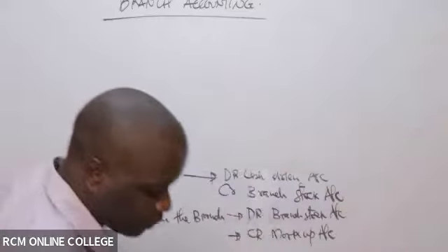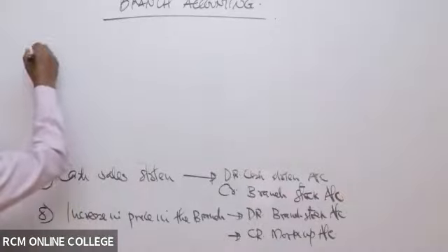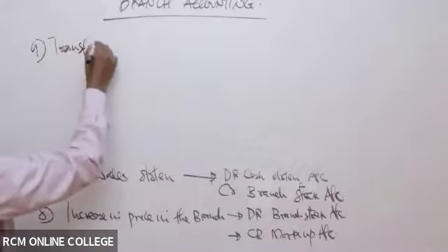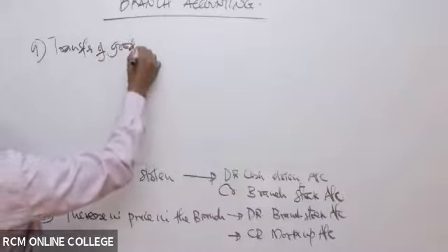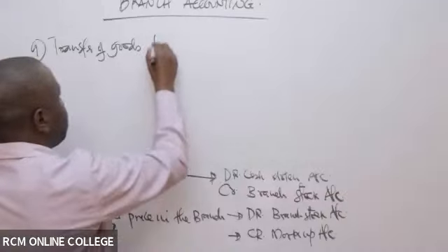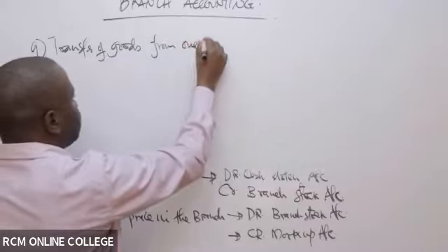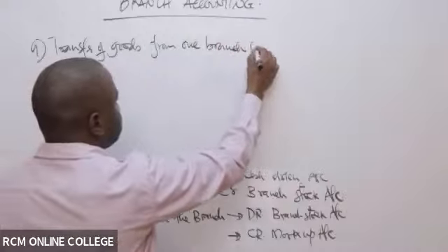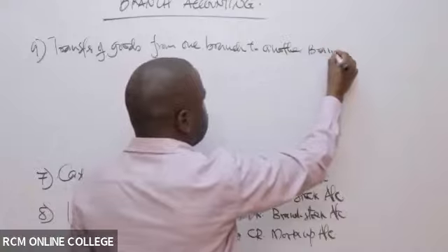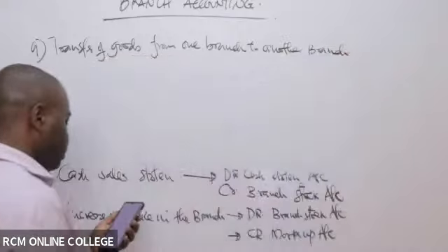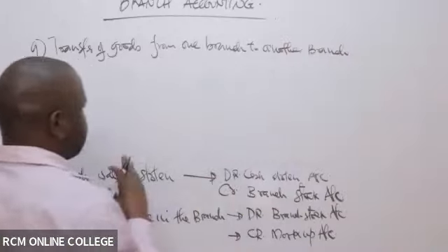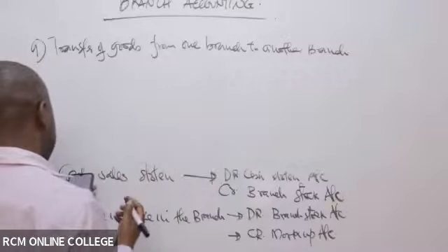So in this case, the last journal entry is for a transfer of goods from one branch to another branch. Remember, it is not from the head office to the branch or the branch to the head office. These are branches between themselves, transferring goods amongst themselves.